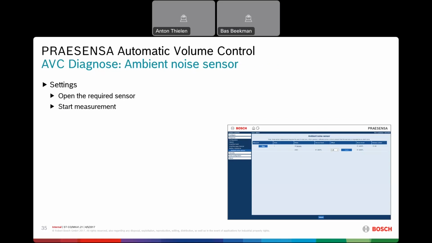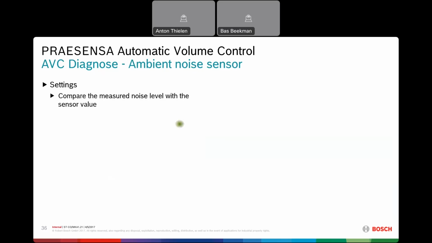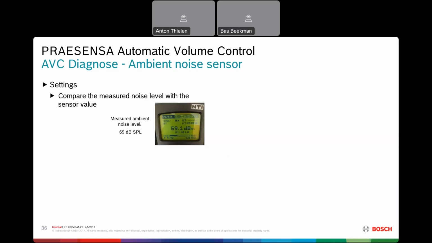Then there is a diagnostics page, and when you open a particular sensor, you can do a measurement, and there you can directly see the actual noise which is picked up by that sensor. When you keep in mind your attenuation range, your slope and speed, etc., you can see the range and, with all these parameters, how it is adapted.